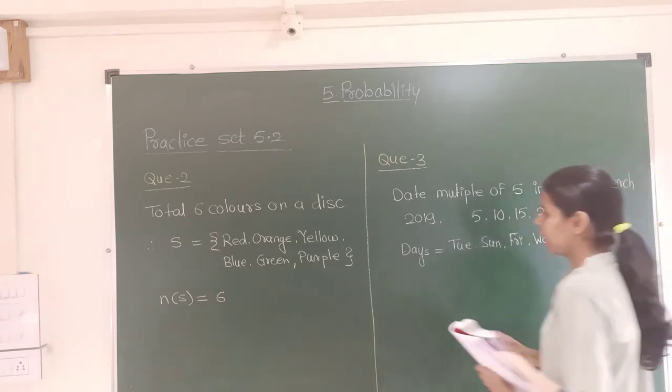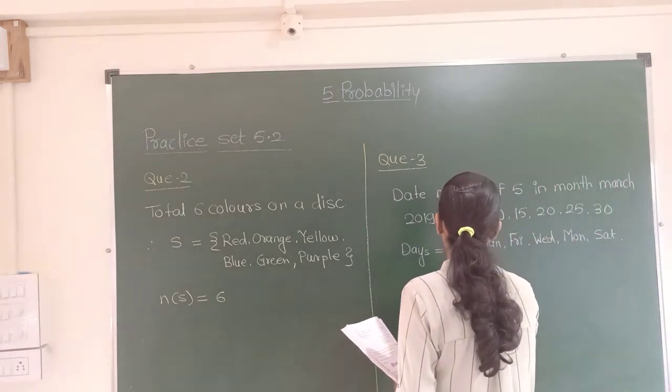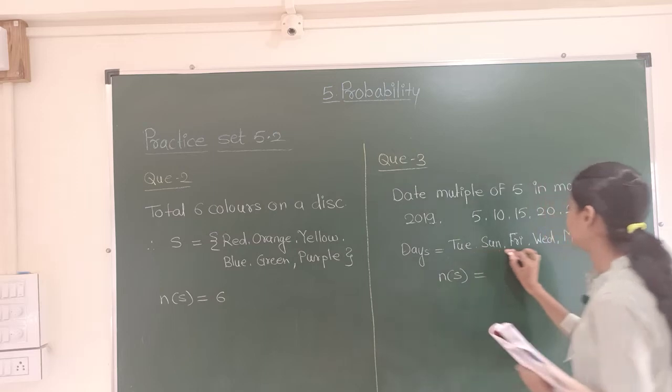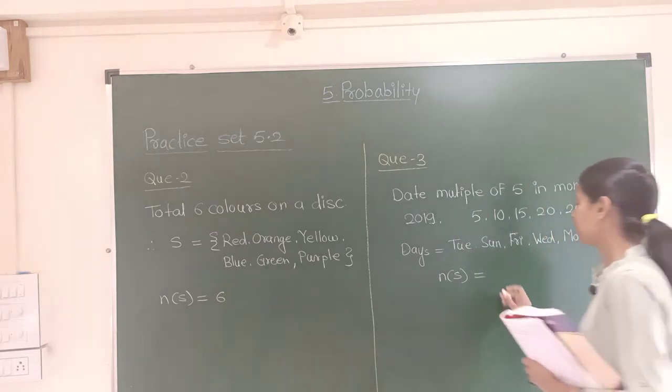Okay, so we have to write now the number of sample points. n(S) is how many? These 3 and these 3, 6. So n(S) is equal to 6.